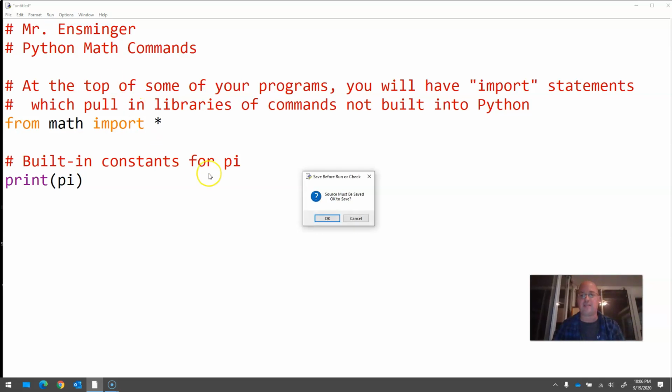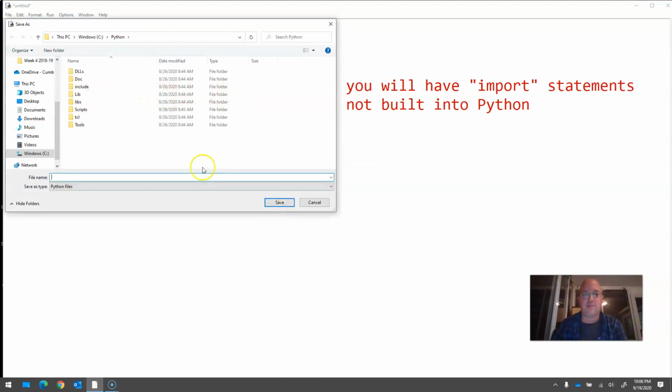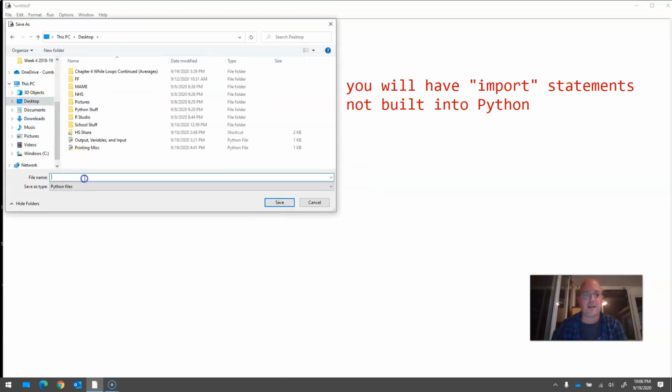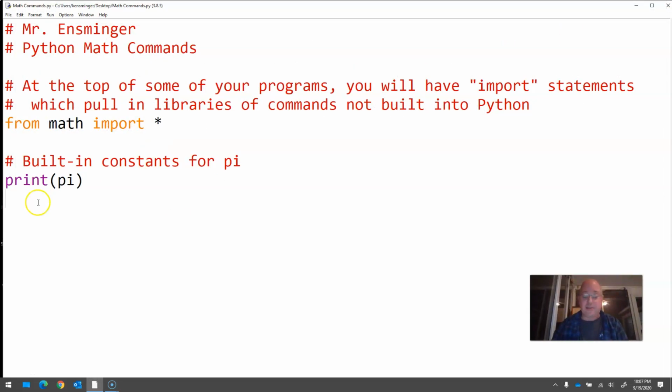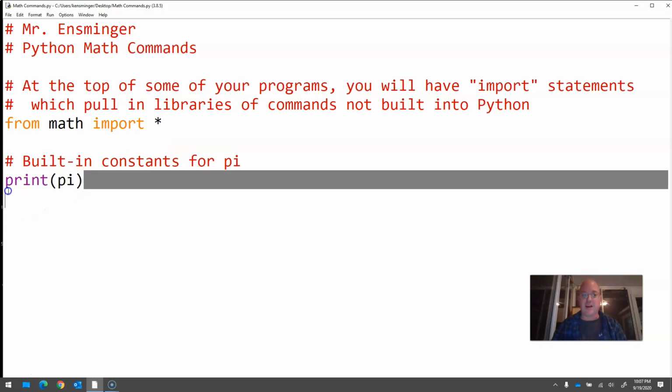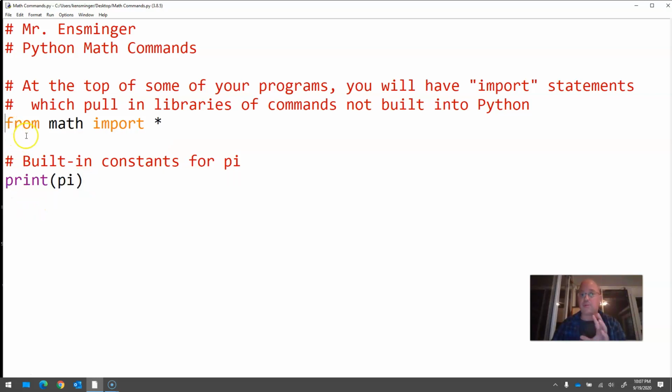So if I run this, and of course, as always, let me save it. I'll save it as math commands or something like that. When I run this, notice it gives me pi to like 15 decimal places there. It's a very accurate representation of pi. If you've memorized the digits of pi, congratulations, but in this case, it's a built-in thing, so you can just do that. And again, that is because I imported the math library.